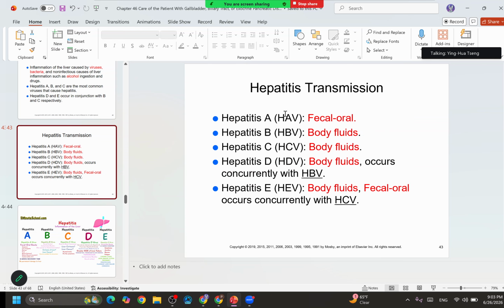Hepatitis A is fecal to oral. That means contaminated food. Hepatitis E is also fecal to oral, also by contaminated food. A and E are almost the same. If I eat something dirty, I will get hepatitis. Hepatitis E progresses so fast that within about 2 weeks, the patient may die from this. That's why they need to be in the hospital.